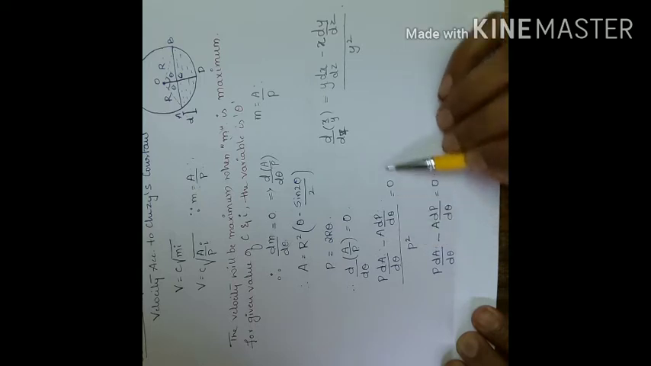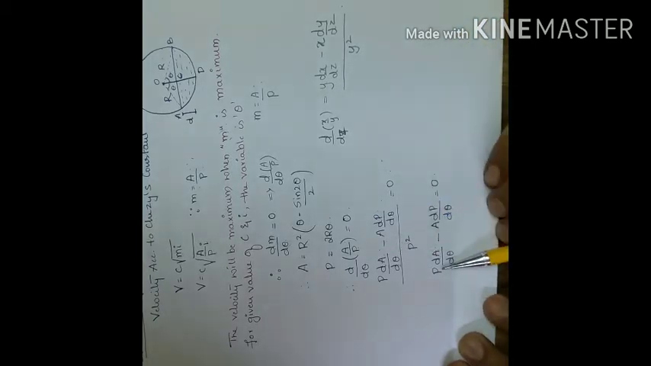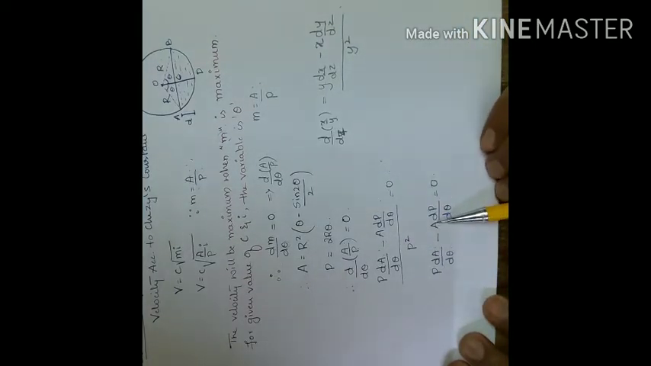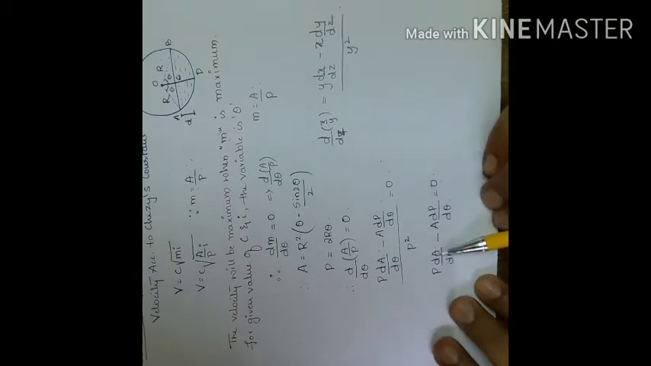Now if I take P square to the other side, it becomes 0 on the RHS. The remaining LHS will be P into dA by d theta minus A into dP by d theta, which should be equal to 0. Looking at this equation carefully, we have dA by d theta and dP by d theta, so we need two equations. We already know the area and the perimeter, but we need to differentiate the area formula and the perimeter formula.